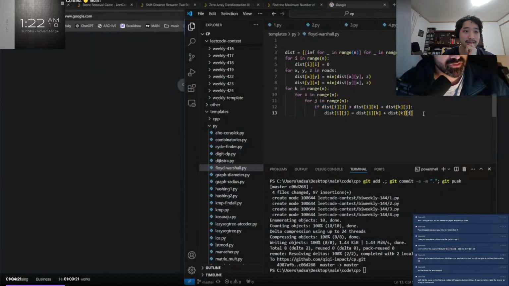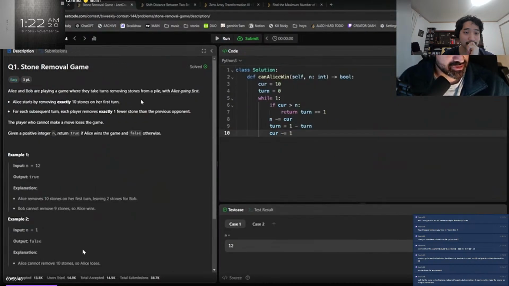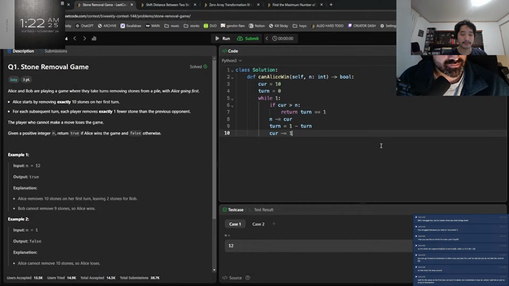N cubed times. If dist ij is greater than dist ik plus dist kj, ret plus equals distance a to b, and return ret. Worked. No, wait. Anyway. Not individually n minus 1. How is that possible though? If it's the sum all it's 8:05.